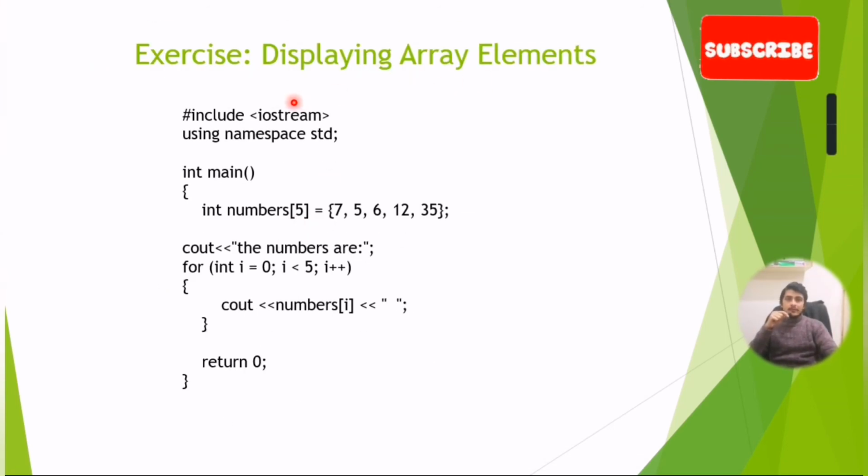Exercise: displaying array elements. We use the standard syntax, int main. Int is the type of the array, numbers is the name of the array, 5 is the size, and we have assigned these values. So we are just trying to display the array elements. cout the numbers: for int i equal to 0, i less than 5, i plus plus. Here cout prints the numbers of the array, numbers[i]. So just pause it, copy paste this code into Dev C++ and try to understand the output from the input.